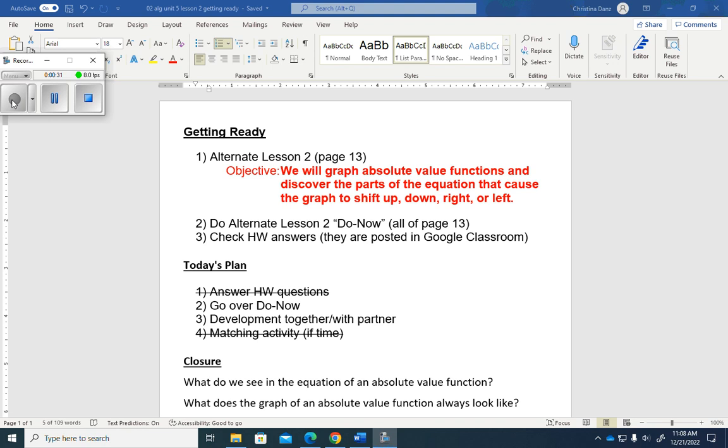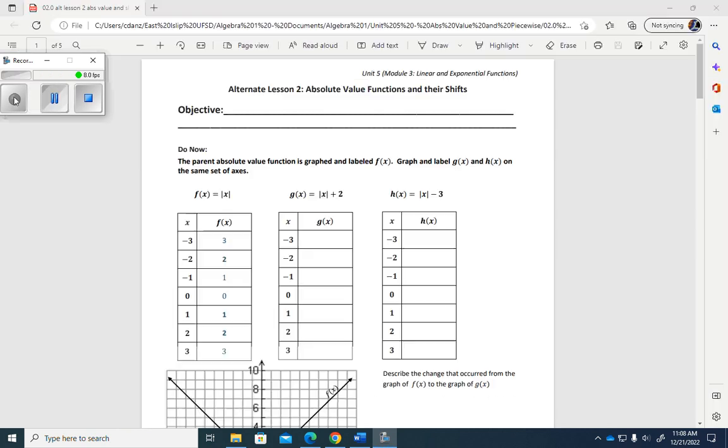If I was in class today, I would actually have you do the do now on your own, but I might as well do it with you. But something that you must do on your own is check your homework answers from yesterday. They are posted in Google Classroom.